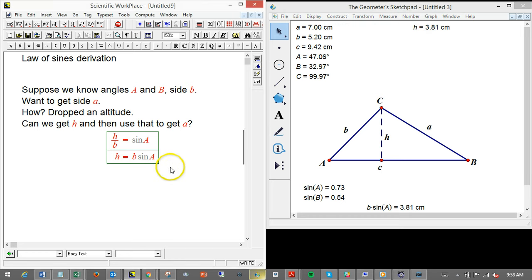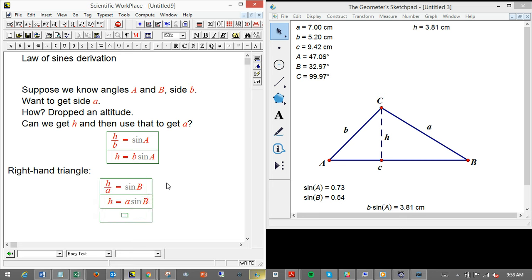Okay, so now what else do we know? So now the right-hand triangle. Okay, same deal, different letters. H over A is sine of B, because if we look at this angle here, it's still opposite over hypotenuse in that new right triangle. Okay, so now, what do we want to solve for? Well, let's clear the fraction anyway, because that's really standard to do. But here, we want to get A. Okay, so A is going to be H over sine B.